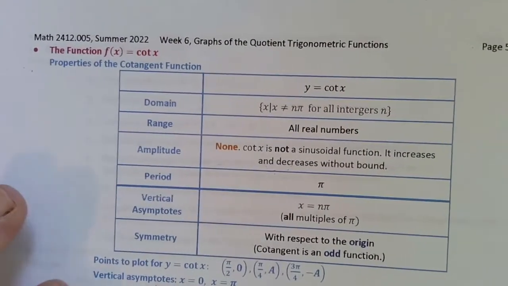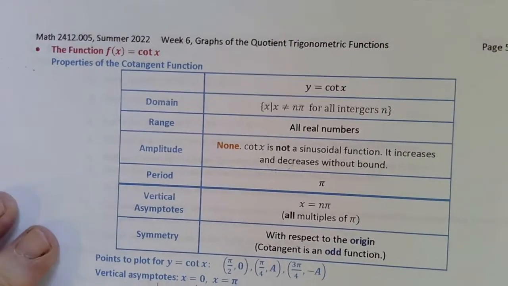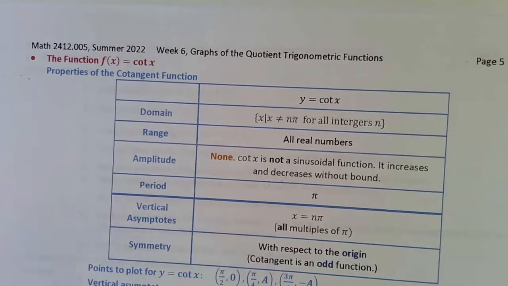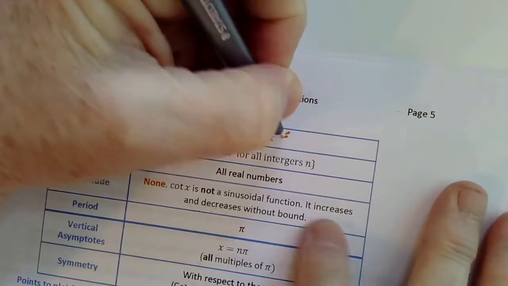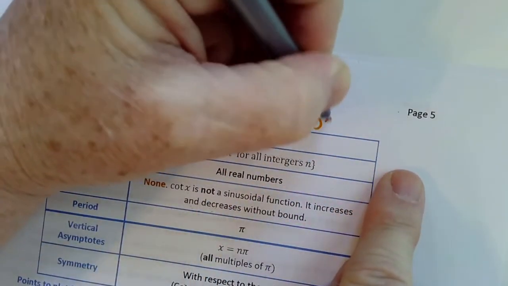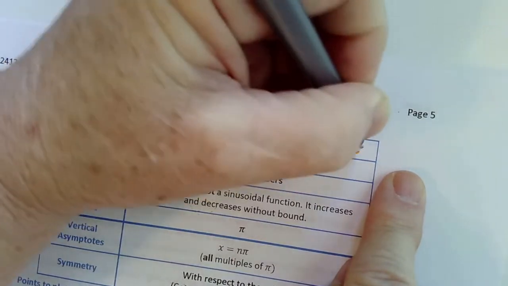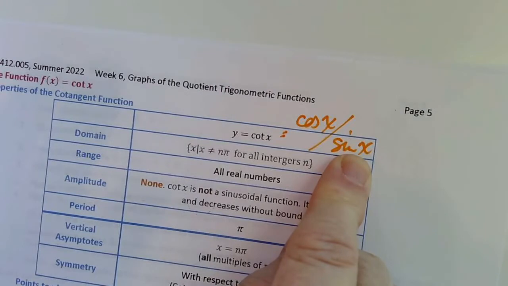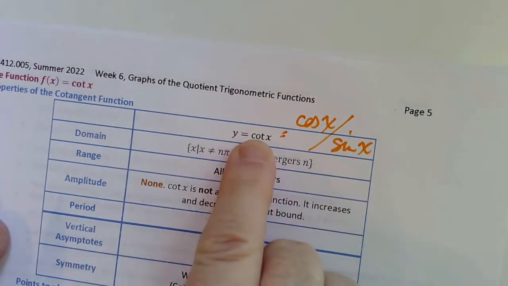The cotangent is very similar to the tangent, except the cotangent has sine in the denominator. So we have cotangent is cosine x over sine x. That means whenever the sine is 0, cotangent is undefined.